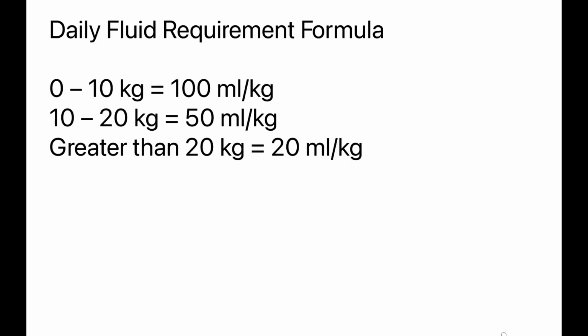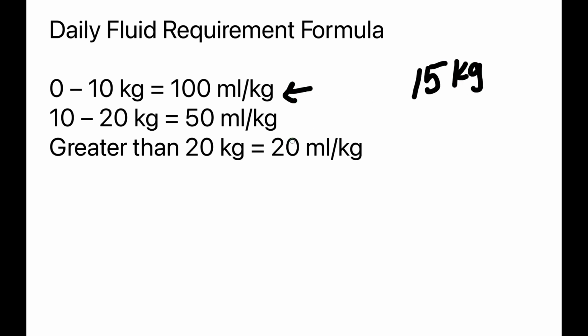Let's move on to calculating maintenance IV fluids. To calculate your daily maintenance IV fluids, for the first 10 kilograms, it's 100 mLs per kilogram. For the second 10 kilograms, it's 50 mLs per kilogram. And for anything above that, it's 20 mLs per kilogram. So let's do an example. Let's say your patient is 15 kilograms.